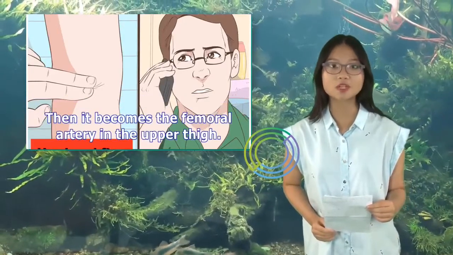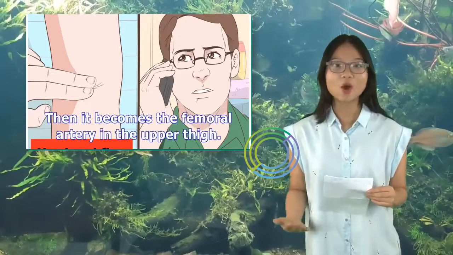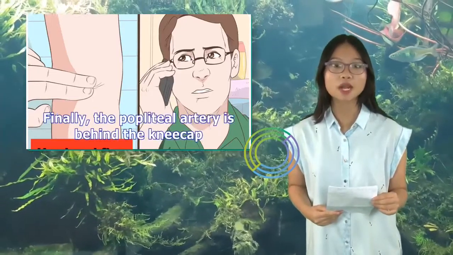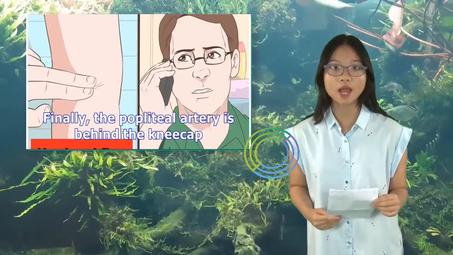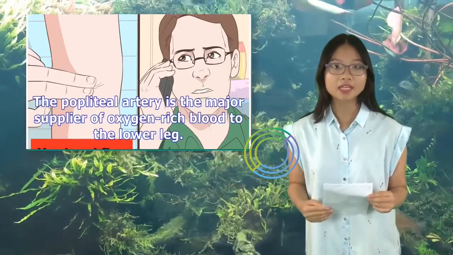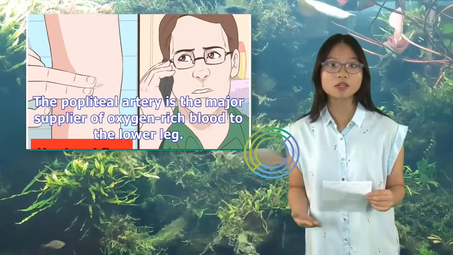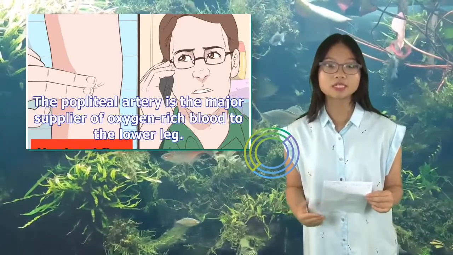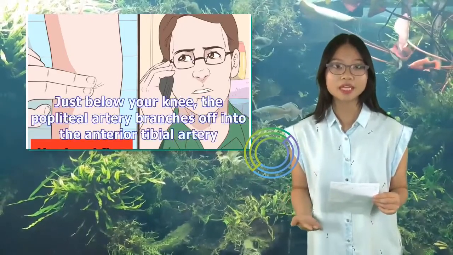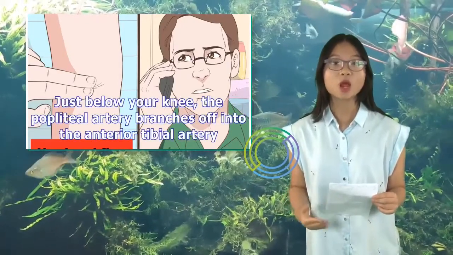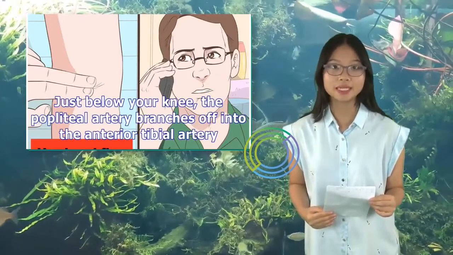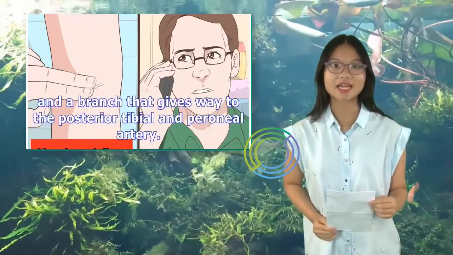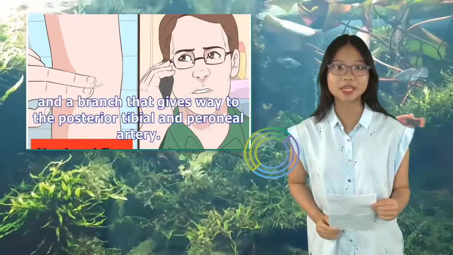Then it becomes the femoral artery in the upper thigh. Finally, the popliteal artery is behind the kneecap. The popliteal artery is the major supplier of oxygen-rich blood to the lower leg. Just below your knee, the popliteal artery branches off into the anterior tibial artery, and a branch that gives way to the posterior tibial and peroneal artery.